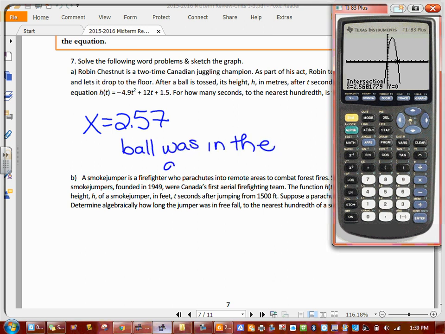The next question I'm going to leave for you. It will be done the exact same way. We're now going to switch gears into Unit 3. Unit 3 is analyzing the equation.